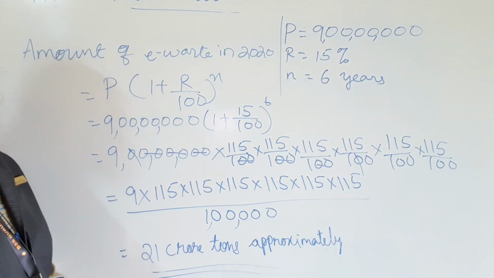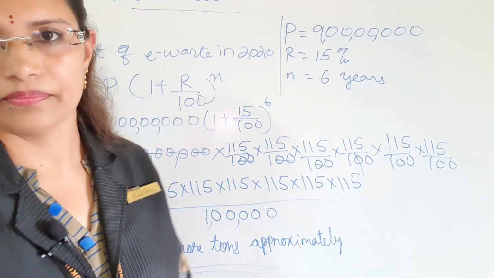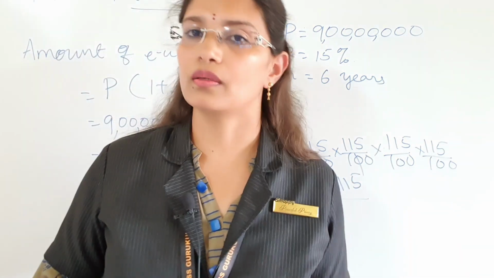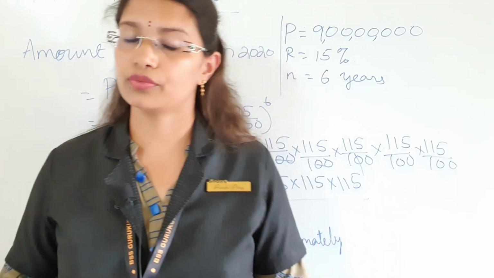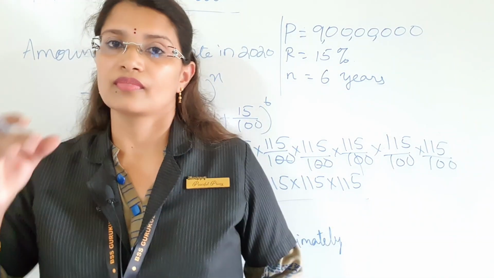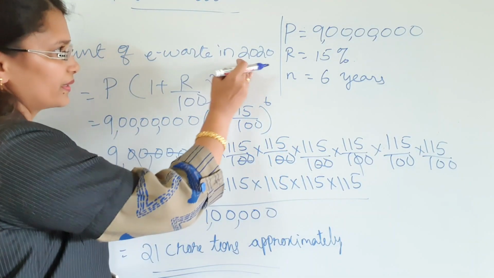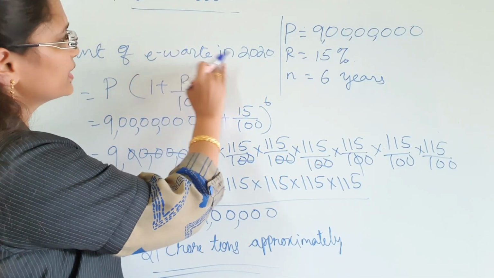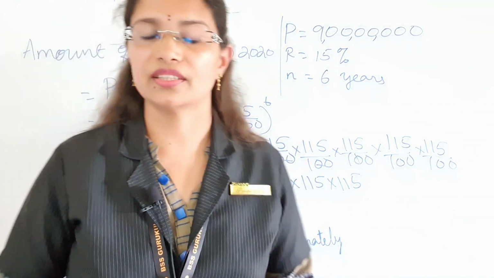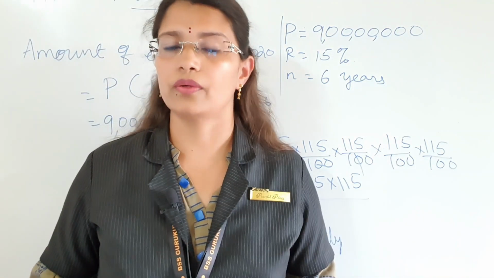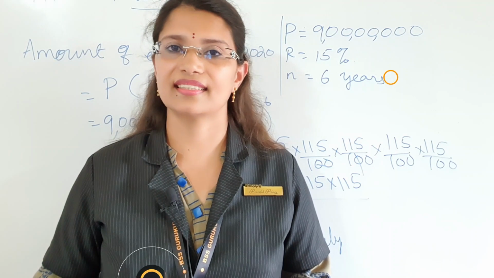Okay? Is this clear, children? You just apply the compound interest formula. Why not the simple interest formula? Because every year an increase is there, right? Every year e-waste is increasing. That's why we are using compound interest. Is this clear, children?